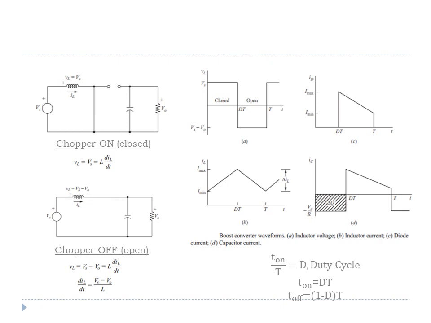Also, here duty cycle is represented by capital D. It is equal to T on upon T. So on time can be given by DT, and off time is T minus DT, which is equal to 1 minus D into T.